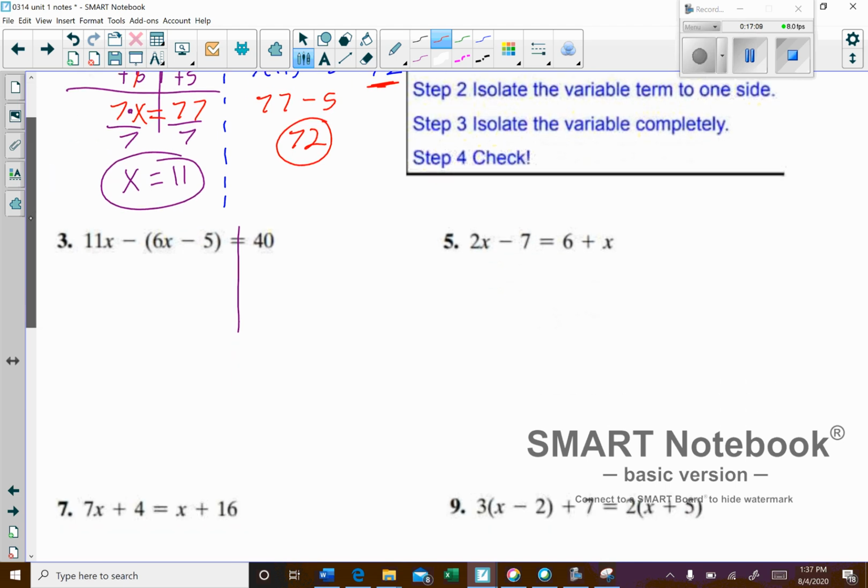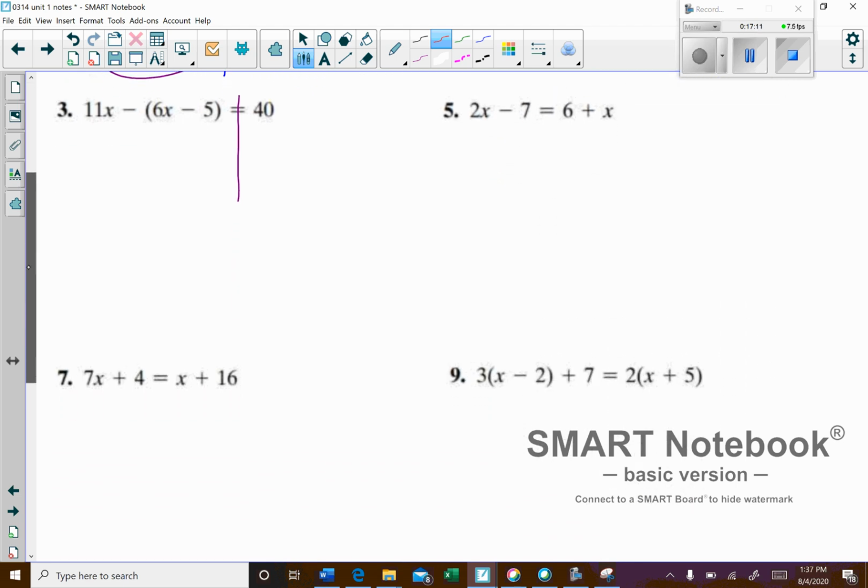Okay, so let's go ahead and take a look at number 3. So this time I can clean things up a little bit on the right side. So first thing I'm going to do, there's an understood 1 right here in front of that parentheses. I'm going to go ahead and distribute that right there. Okay, so I'm going to have 11x minus 6x, and then those double negatives right there, that will become a plus 5, and then equals 40.